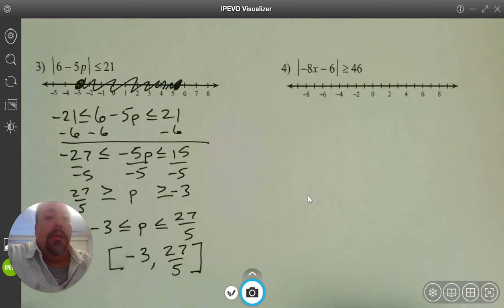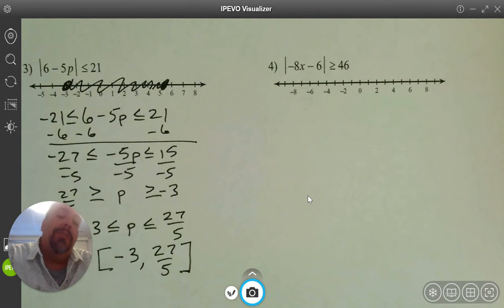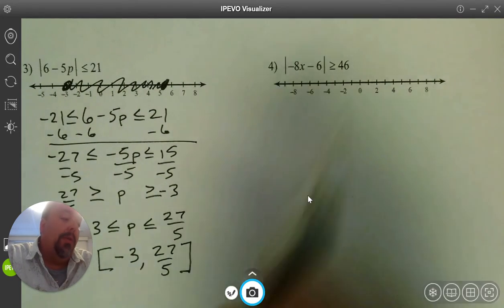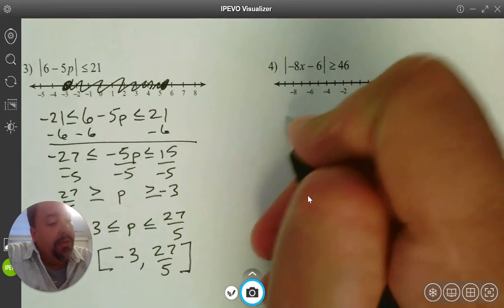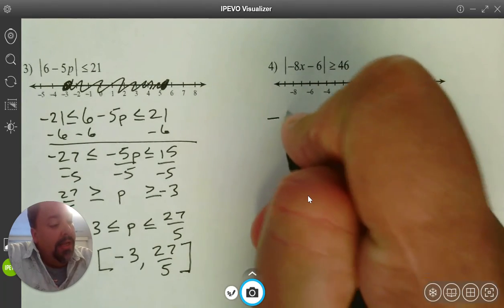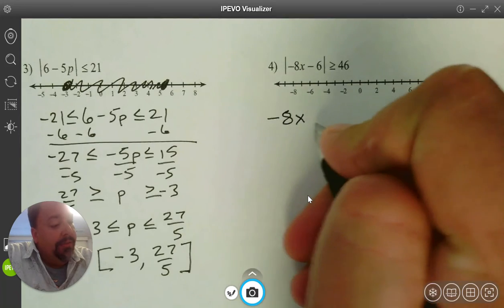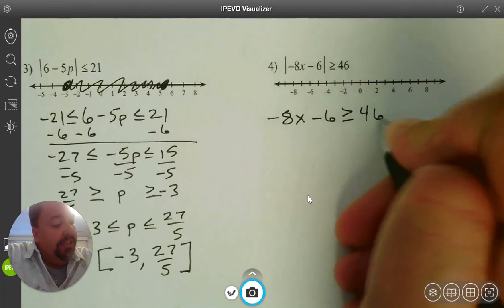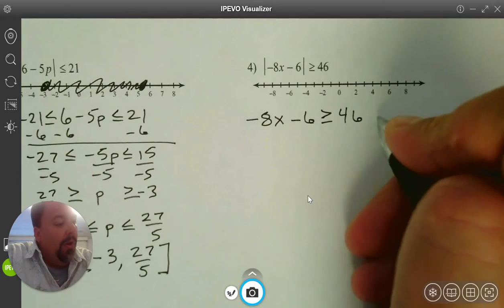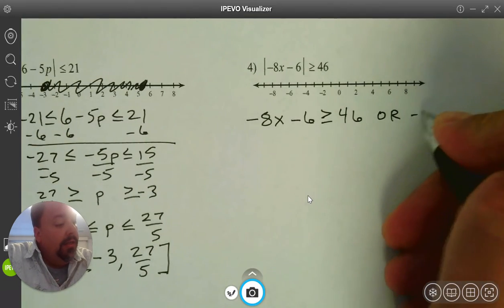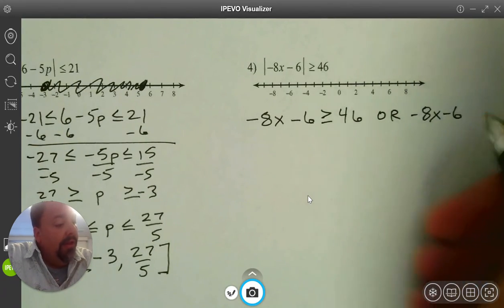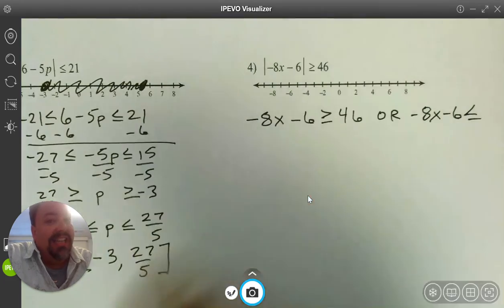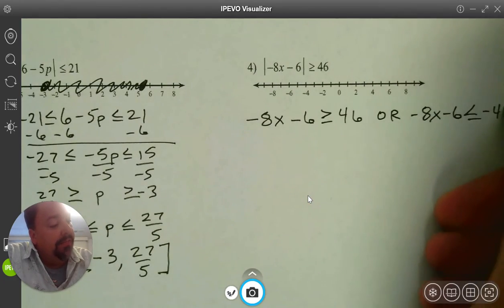Number 4, absolute value is greater than or equal to. More is or, so this is another or statement just like number 1. And so we're going to write negative 8x minus 6 is greater than or equal to 46, just the same thing. Or, start out the same, flip the sign, and take the opposite, which is negative 46.